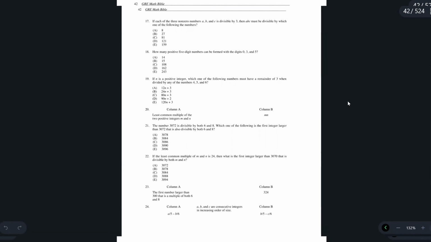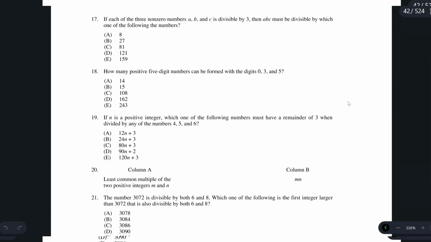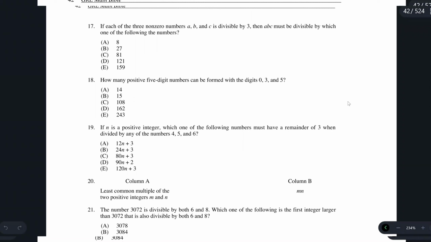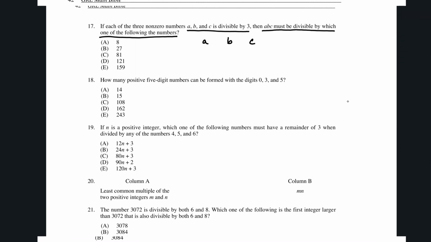If we look at problem 17 here, we are given that each of the three non-zero numbers a, b, c is divisible by 3. Then abc must be divisible by which one of the following numbers? So all three non-zero numbers a, b, and c are divisible by 3. We can write a as 3 multiplied by x, b as 3y, and c as 3 multiplied by z.